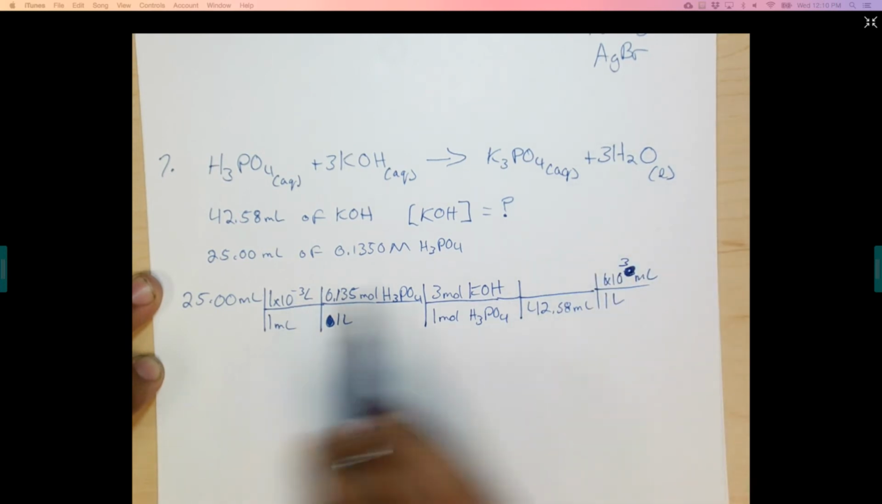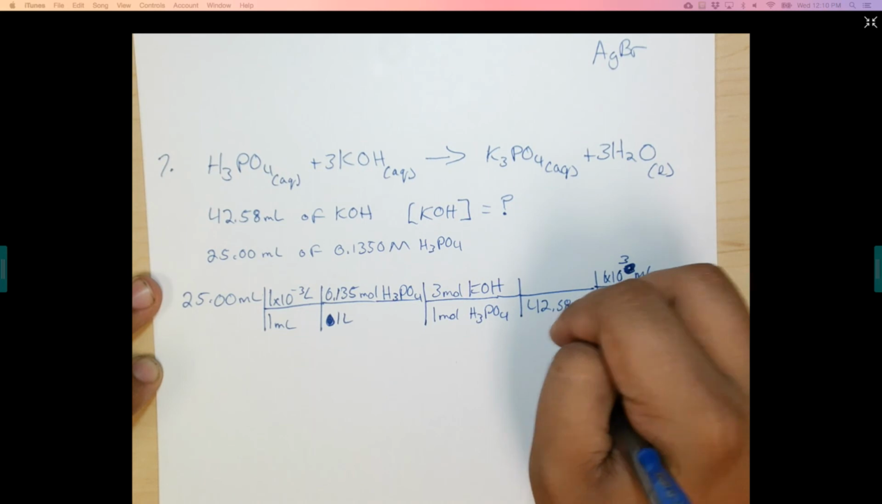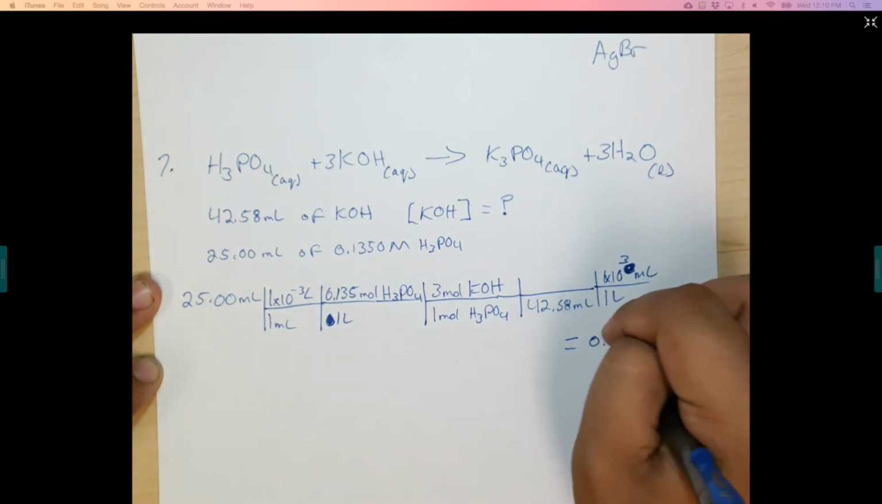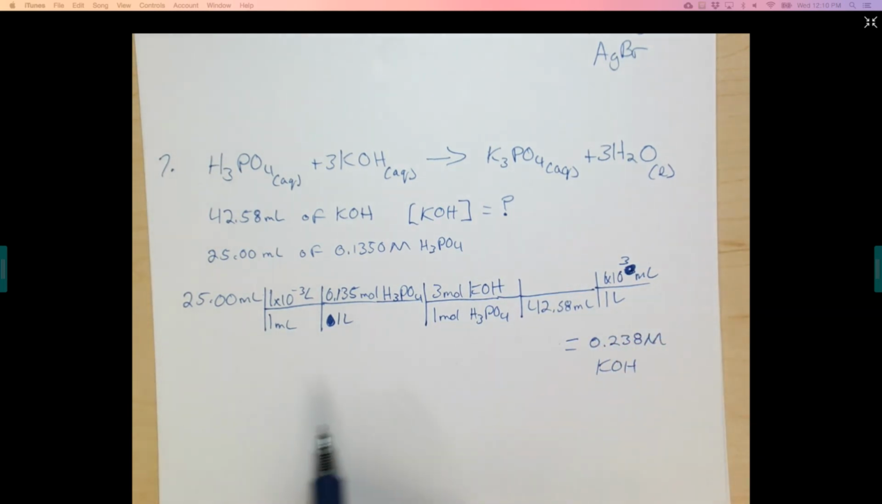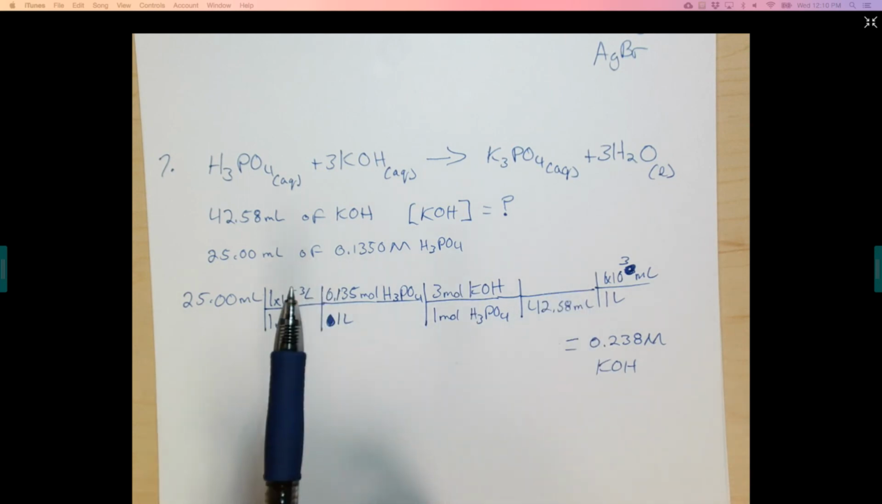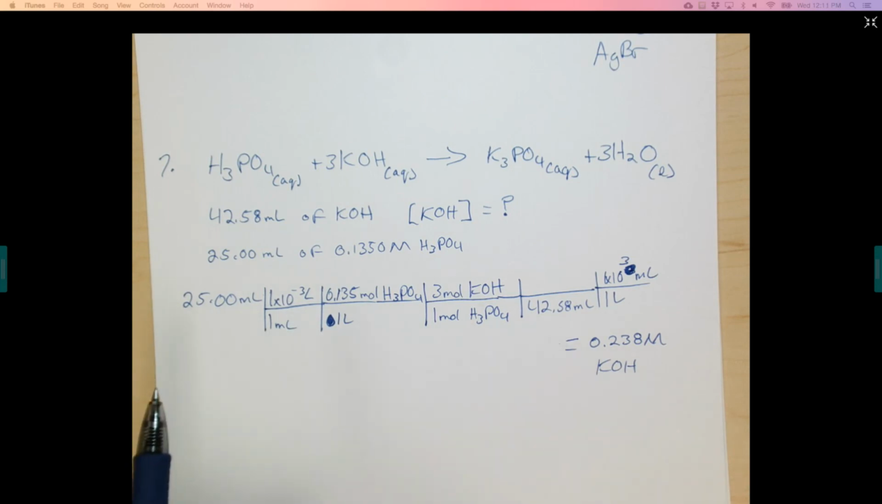Now, we see that this and this kind of cancel each other out. So if we put in our equation 25 times 0.135 times 3 divided by 42.58, we end up seeing that the molarity of the potassium hydroxide is 0.238 molar KOH. So we have used stoichiometry to answer a question in aqueous chemistry. So this is applying all your knowledge from stoichiometry and solution chemistry to be able to achieve this answer.